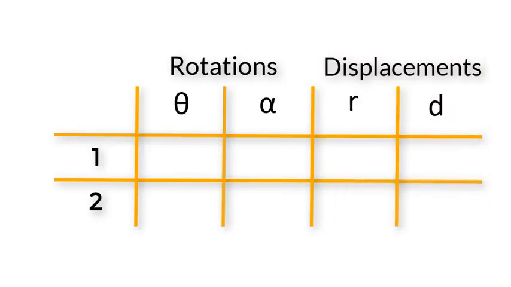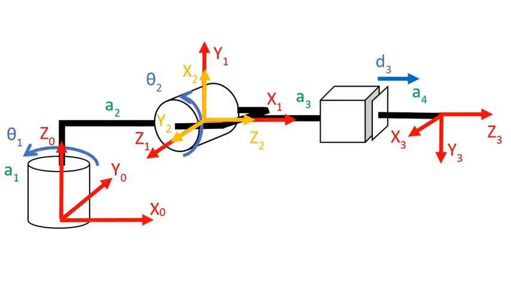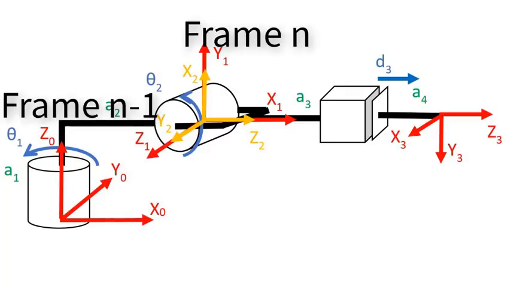I am going to define each one at a time and give an example for each to help you understand what the parameter means. The 4 parameters are theta, alpha, r, and d. Theta and alpha are rotation parameters, and r and d are displacement parameters. Suppose we have 2 frames that are next to each other, like frame 0 and frame 1, or frame 1 and frame 2, or something like that. Since this could apply to any 2 frames that are next to each other, I'm going to call these 2 frames frame n and frame n-1.